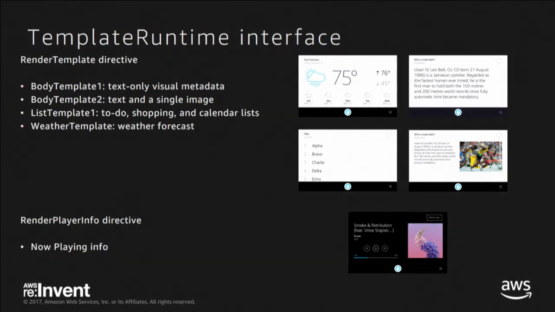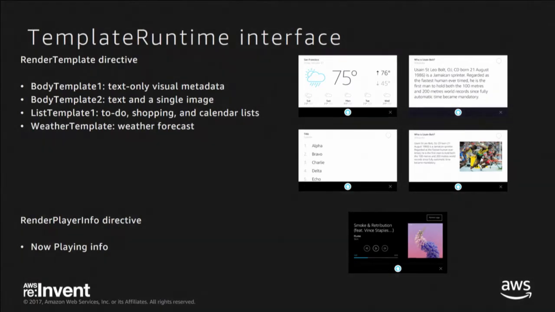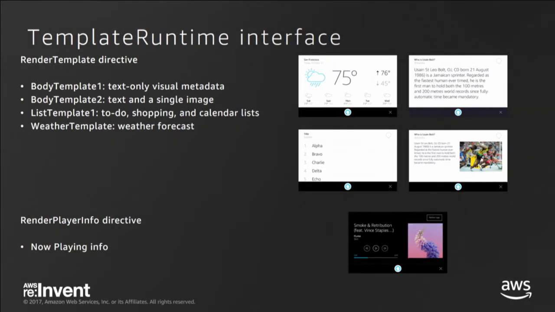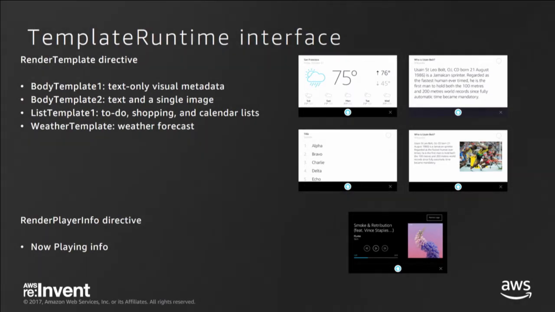All right, so now let's talk a little bit about the template runtime interface itself. It's a new interface that allows you to send back visual information to your device. The template runtime interface has 2 directives. The first is the render template directive. And the render template directive only has 4 different kinds of templates. Starting on the upper right, we have body template 1, which is your standard text response. Then we have body template 2, which is below that. That's where you see the text plus a picture.